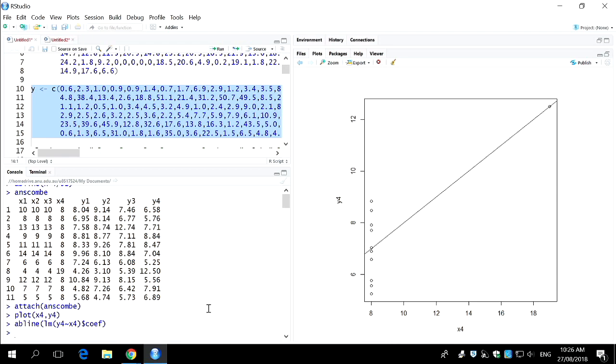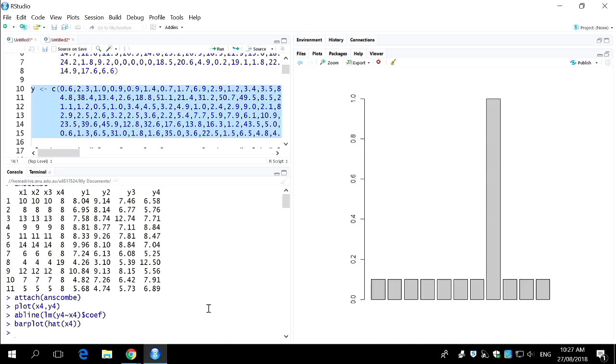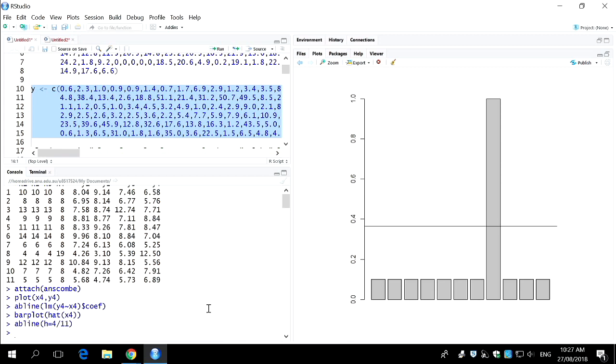It has high leverage. I want to show you the leverage plot for this data. So I'm going to do a bar plot of the hat values of x4. Okay. Each of these data sets has 11 points in it. So abline h equals 4 on 11. There's one point that has high leverage. Okay. When you've got a picture that looks like this, you've generally got a problem. Not always, generally. Okay. So you can use the leverage plot to detect points that have high influence, potentially high influence.